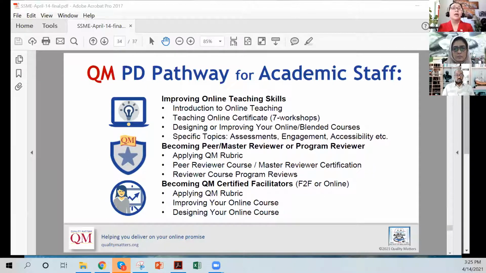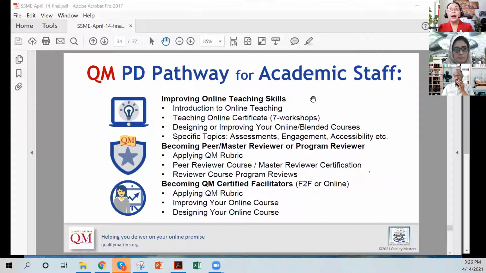So if you want to further improve your online skills, you can take the course to improve your online teaching skills and theory. And then you can also become a peer reviewer. You can actually also become a QM certified facilitator for your institution to do some of the QM workshops.